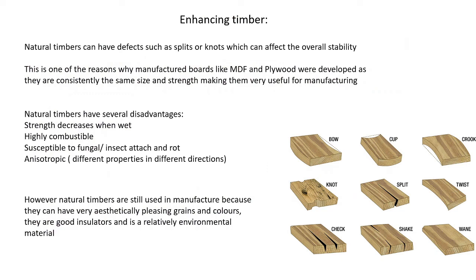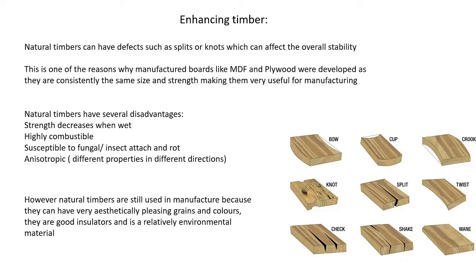So enhancing timber. Natural timbers can have defects such as splits and knots, which can affect the overall stability. Now we have looked at that a little bit in timbers already as well. So this is one of the reasons why manufactured boards like MDF and plywood were developed, as they are consistently the same size and strength, making them very useful for manufacturing, particularly plywood, as well as the fact that you can get them in any shape or size. They're not going to warp or twist or anything like that.